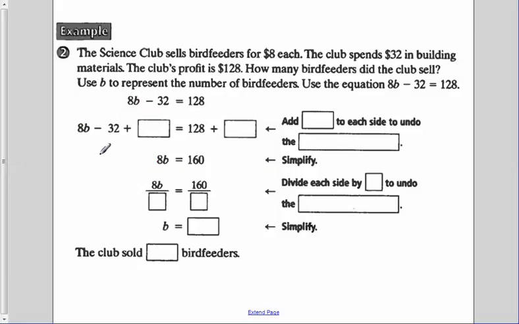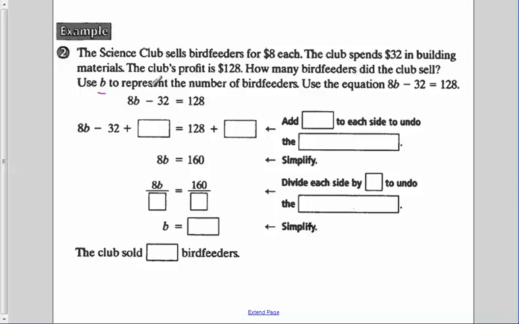Alright, our second example. Now we have to pull it from a storyline. Science Club sells bird feeders for $8 each. The club spends $32 in building materials. The club profit is $128. How many bird feeders did the club sell? Use B, so they gave you the variable, so make sure that you're using B the whole time to represent the number of bird feeders. Use the equation 8B minus 32 equals 128.